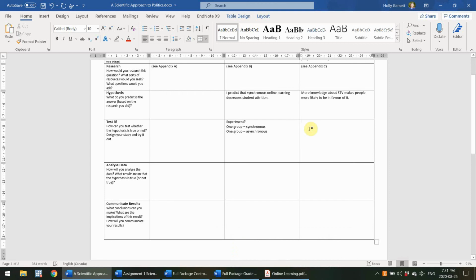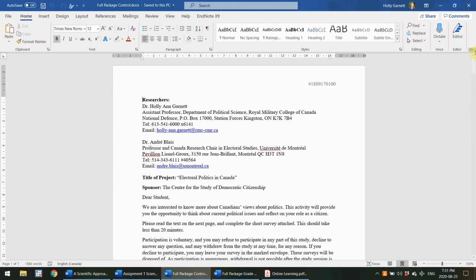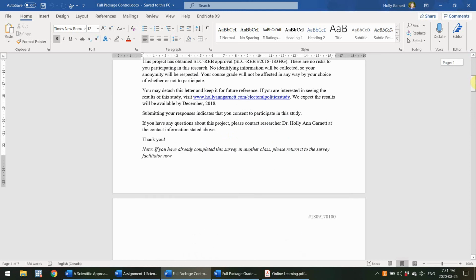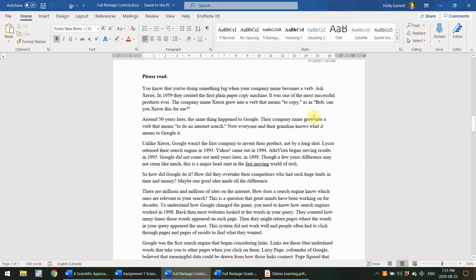So I went to St. Lawrence College and I got a whole bunch of professors to let me into their classes to run a little experiment on their students. So I'm just going to show you two of the packages. It was actually a more complicated experiment than I'm showing you here. But the first package of people, they got this nice little ethics form, and then they got asked to read a control text.